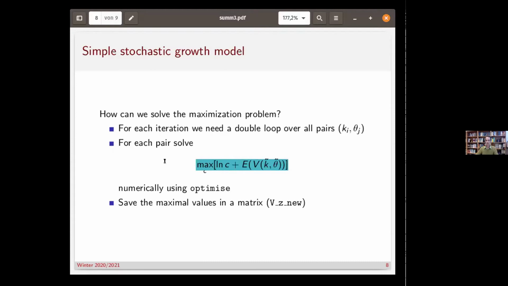Okay, so we do that for all grid points. Then we store the maximal values in a new matrix. Let's call that value, and that's a new matrix. So the grid points remain the same for each iteration of the value function iteration, but of course the values on top of the grid points will change from iteration to iteration.